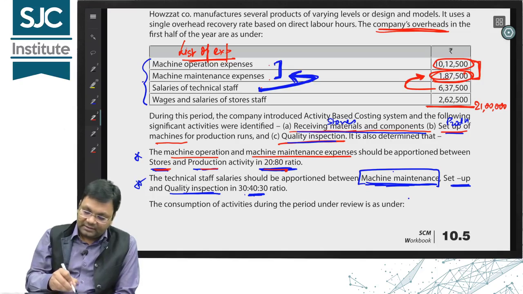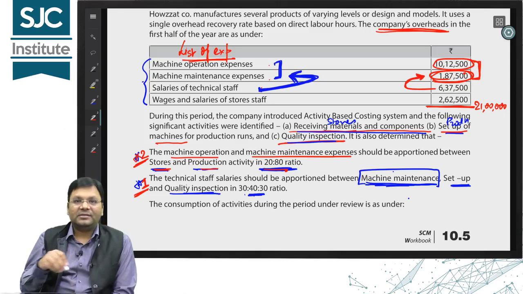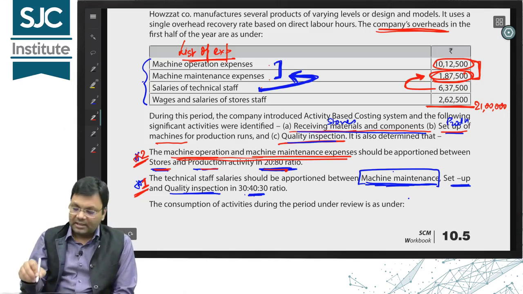So the trick here in the question is, you will do this allocation and apportionment first, and then you will do this one, not in the flow of the information given. First you will do allocation of technical staff because some portion of it is going to machine maintenance. So let us hold machine maintenance and operation expense for first apportionment. First let us clear out technical staff, then we will take up operation, maintenance and this portion from technical staff going into machine maintenance, and then that will be apportioned in totality in 20:80 ratio.